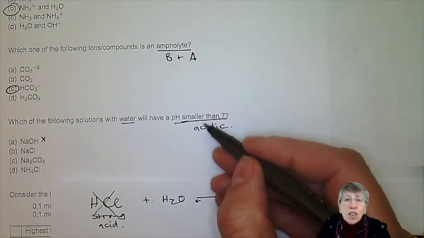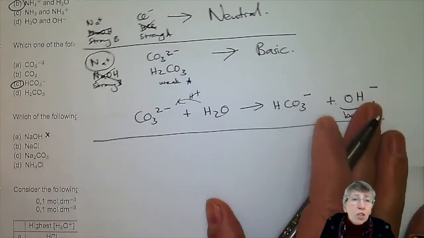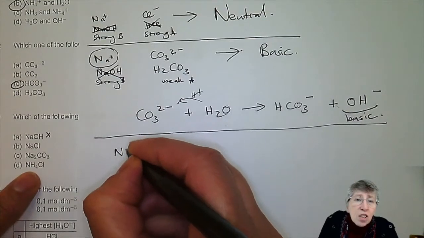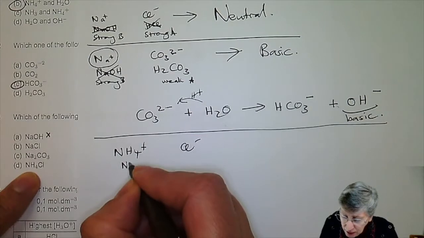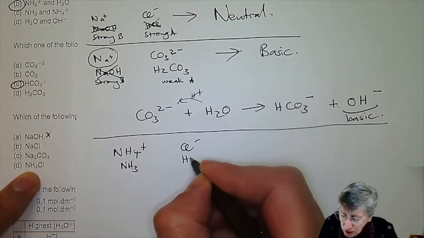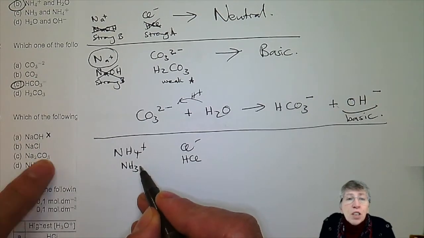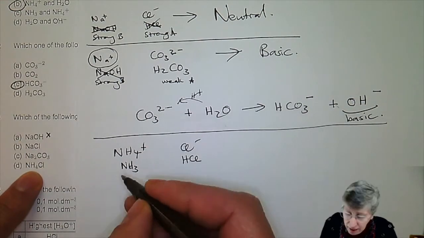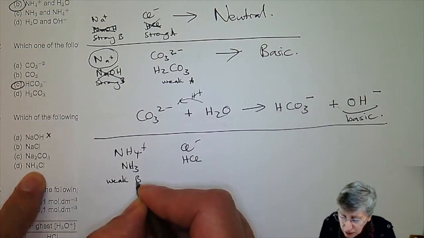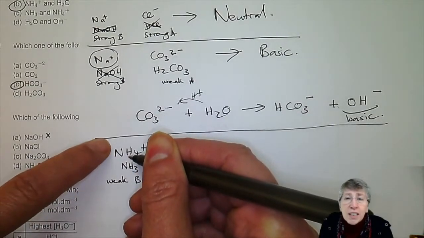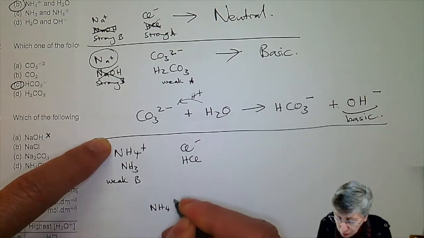But that is still not our answer because we're looking for an acidic solution. So that must be the last one, but let's just check. For the last one, you've got ammonium and you've got chloride. And the ammonium reminds us of ammonia, and that reminds us of HCl. So those two together would have produced a solution of ammonium chloride. Now, what do I know about ammonia? That is a weak base, and that makes the conjugate acid a strong acid. So that one is going to react with water.